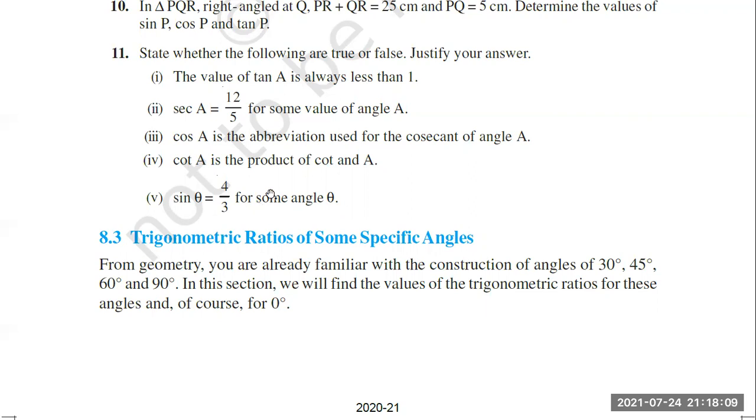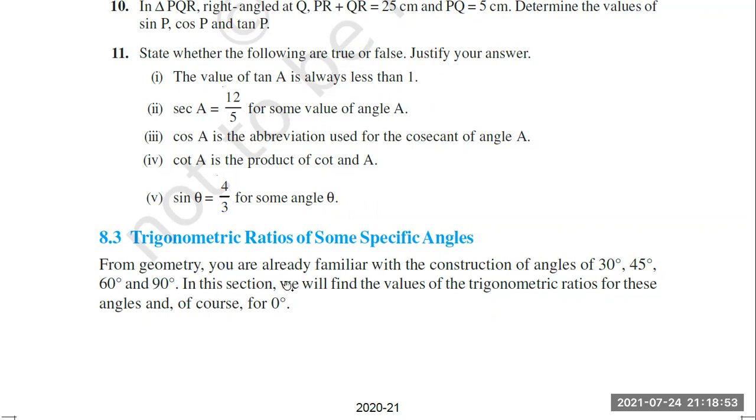In the previous lesson, we discussed the trigonometric ratios and their representations, and based on them we tried to solve the questions from exercise 8.1. Majorly we focused on the right triangle. By using the Pythagoras theorem, we tried to find the missing values of the three sides, and then we found the values of other trigonometric ratios. So now we proceed to the next topic, 8.3, trigonometric ratios of some specific angles.